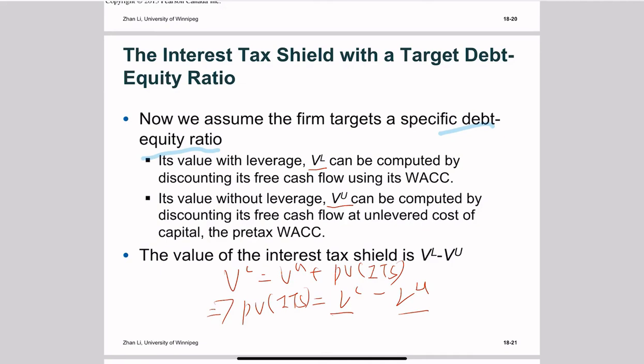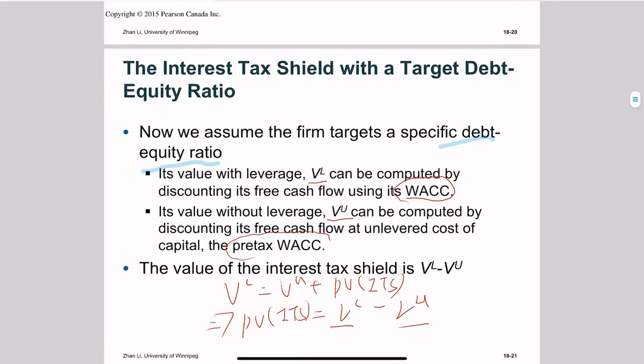Well, if the firm is using a target debt equity ratio, then VL, that is the levered firm value, can be computed by discounting its free cash flow using WACC. For VU, it can be calculated by discounting its free cash flow using pre-tax WACC. So that's the difference here. The cost of capital is different for VL and VU. For VL, you use WACC. For VU, you would use pre-tax WACC.